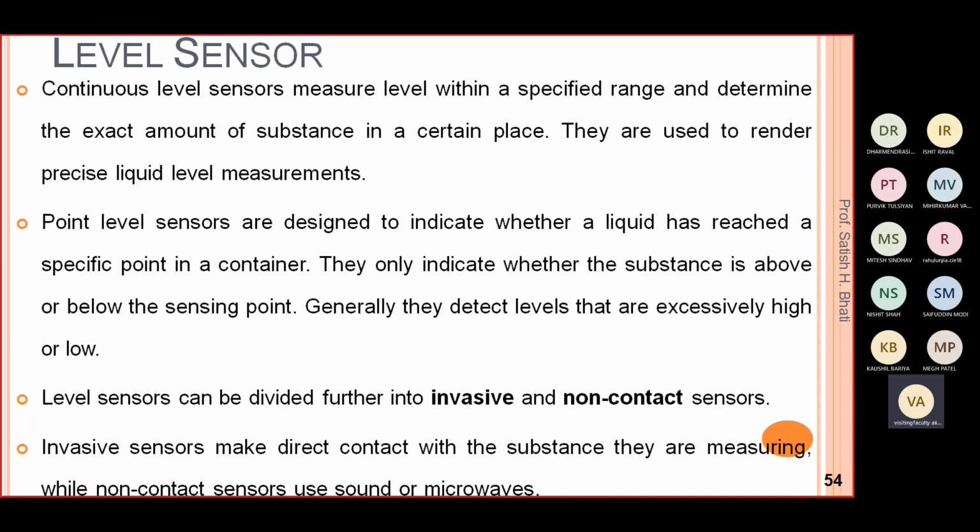And non-contact means you are placing a sensor at some place and you do not need to touch the sensor. Your material is not touching the sensor, still your sensor will give the reading, okay? So wherever you find this non-contact type of sensor, definitely they are using some kind of waves, like ultrasonic wave, microwave, infrared wave, right? Wherever you find a sensor using that kind of waves or signal, it is a non-contact type of sensor. So invasive sensors make direct contact with the substance they are measuring, while non-contact sensors use sound or microwave, right?